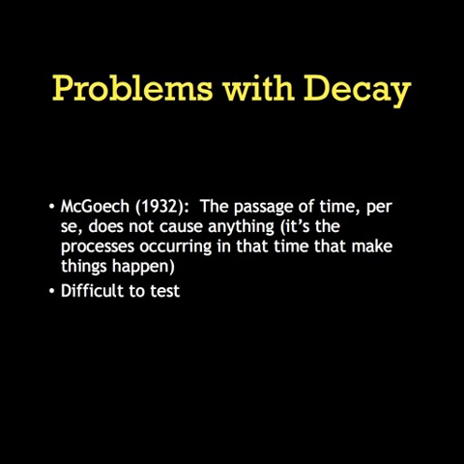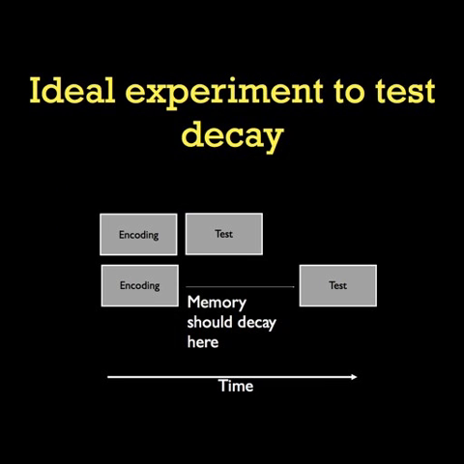So the ideal test would be to have some encoding experience and then test immediately to see what performance is. Have encoding, then have a delay, and then test. And then during this delay, you control for what's going on. So you can see, is memory going to decay over time, or is it going to be the same if we control for intervening things? So if we stop this process right here, then the memory at these 2 time points should be exactly the same, right?